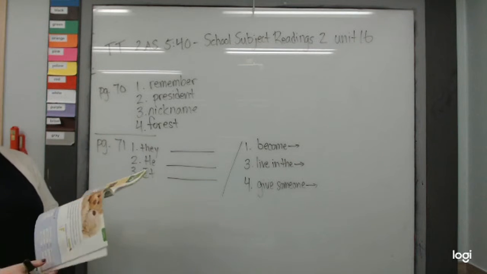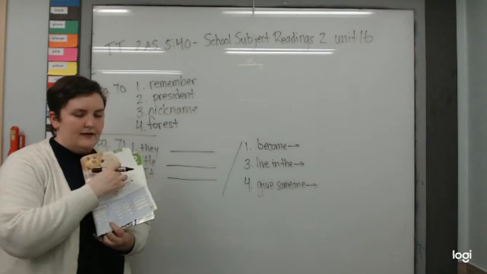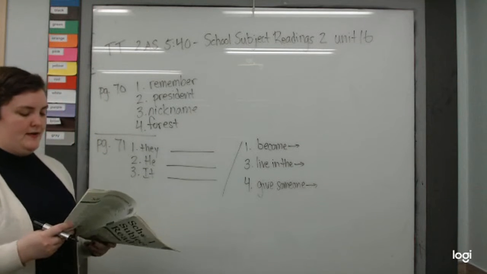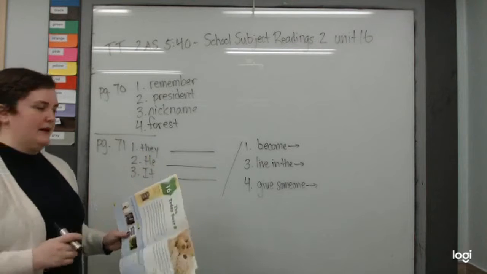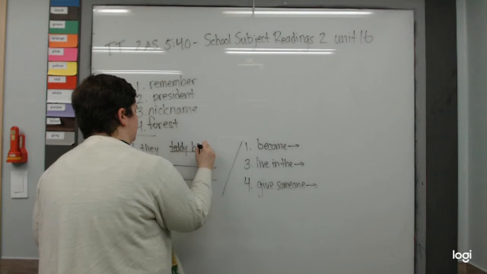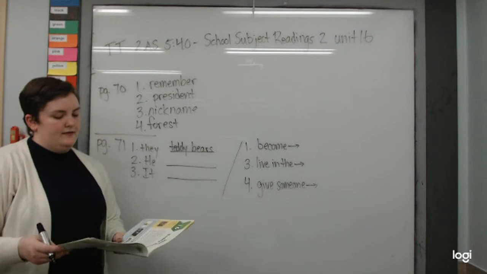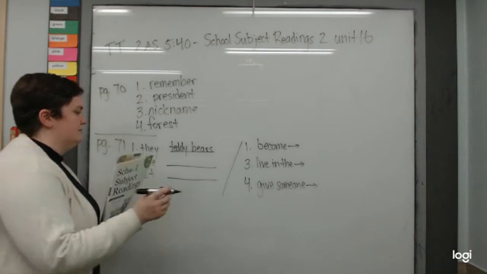Okay, then on page 71, this quick check, who are they? And they want you to write it instead of match. So, number one, they. This they is about teddy bears. Number two, he. Who is he? He is Theodore Roosevelt.